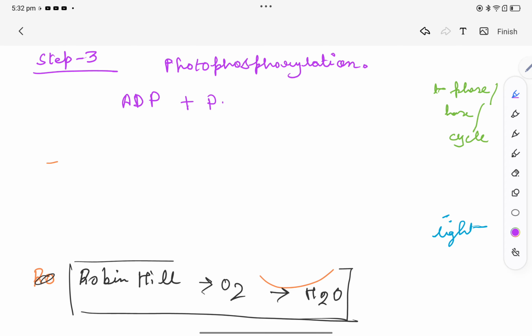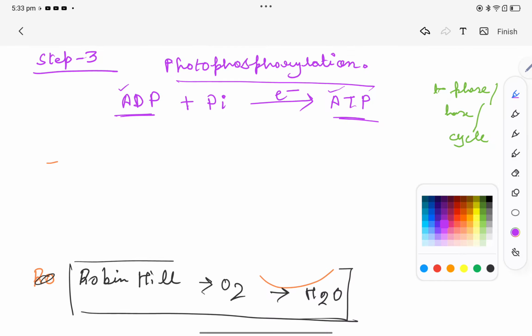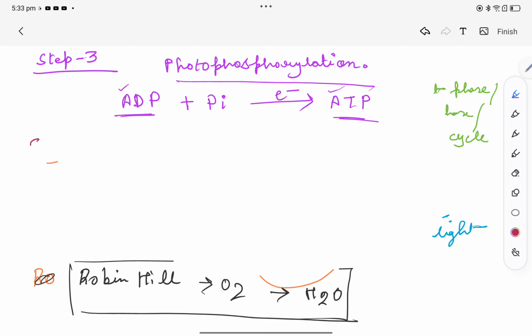Here, ADP reacts with inorganic phosphate with the help of a high energy electron, and they make ATP. This is adenosine diphosphate and this is adenosine triphosphate. ATP is also called the energy currency. So the energy released is used to convert ADP into ATP. This step is called photophosphorylation.